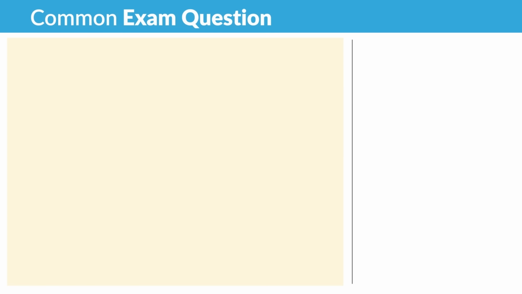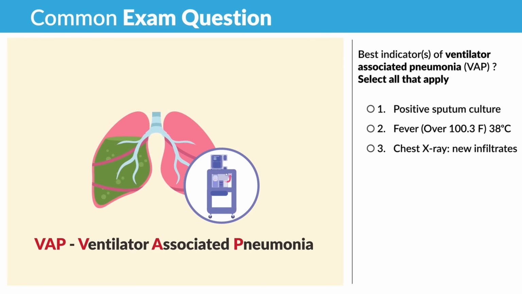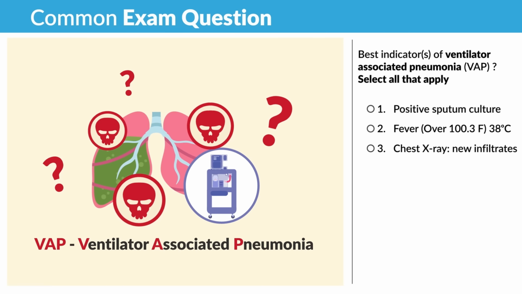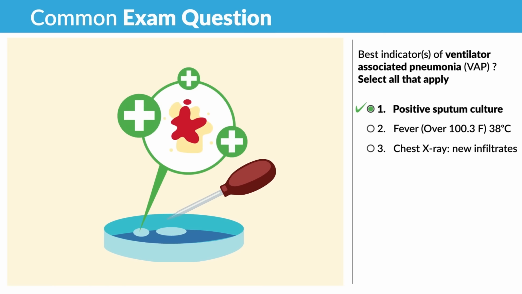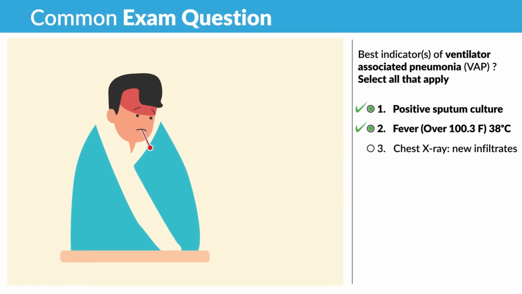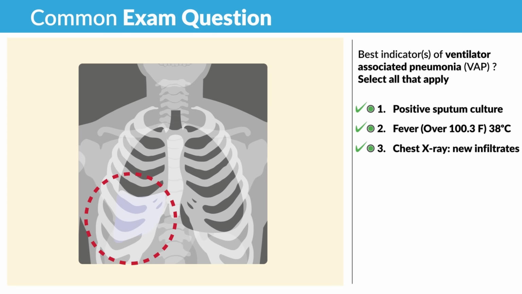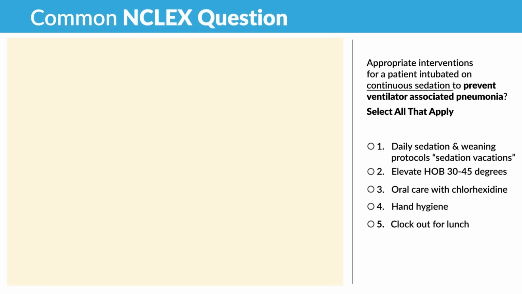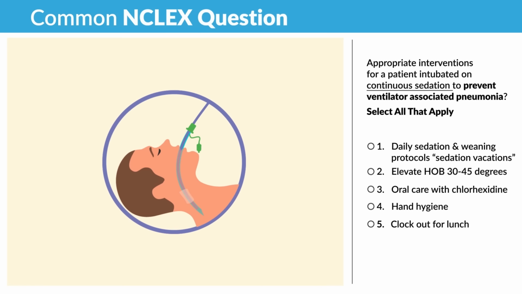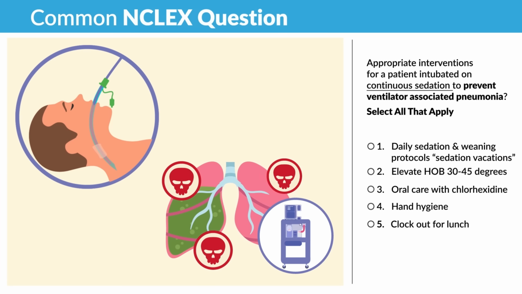So a common exam question here is the best indicators of ventilator-associated pneumonia, that VAP. Select all that apply. So the best indicator for that VAP is a positive sputum culture, a fever over 100.3, and even chest x-rays that show new infiltrates. And a common NCLEX question here is appropriate interventions for a patient intubated on continuous sedation to prevent that VAP, ventilator-associated pneumonia. Select all that apply.